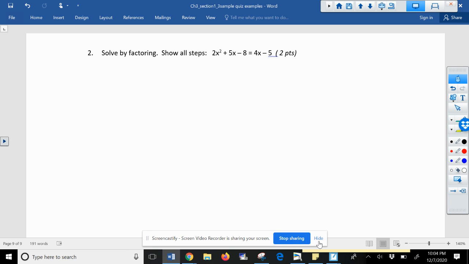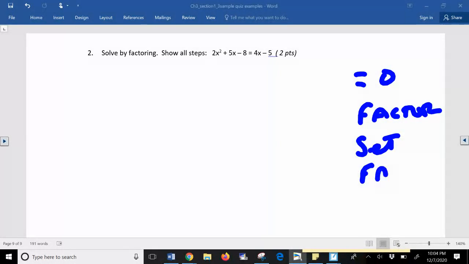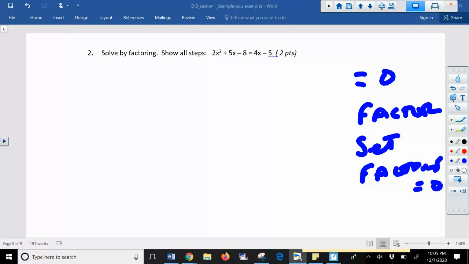Second type of problem on the 3.1 to 3.3 quiz is solving by factoring. Here's the first one, and then I'll give you an example. The first step in solving by factoring is to set equal to 0 by adding and subtracting. Then it's to factor, and then it's to set the factors equal to 0. Those are what we're going to be doing.